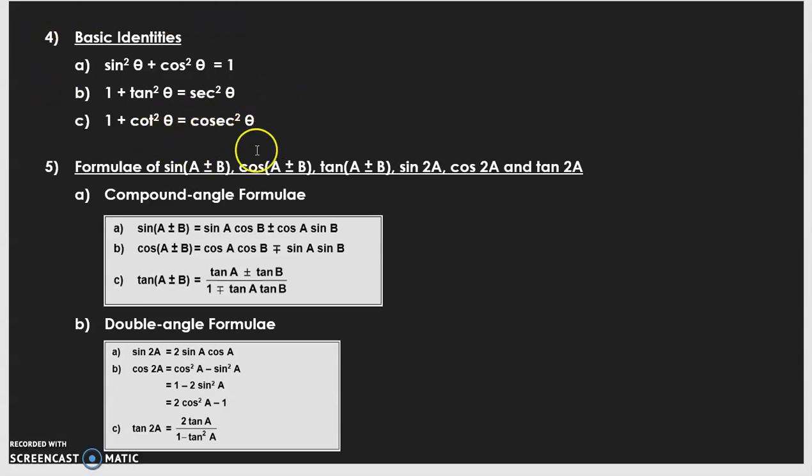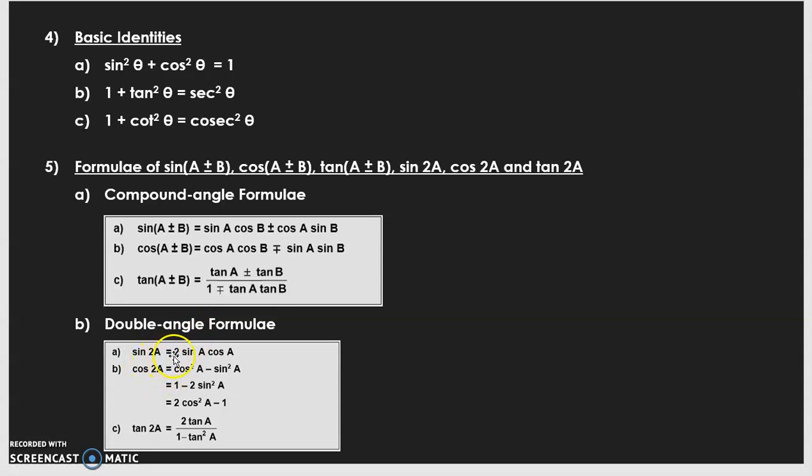So this one, we need to memorize this formula, followed by compounded angle formula, which is sine A plus B. Sine A plus B is equals to sine A cos B plus cos A sine B, or sine A minus B will be sine A cos B minus cos A sine B. So same to B and C. So we need to memorize this formula. Although this is given in our final, we also have to memorize.